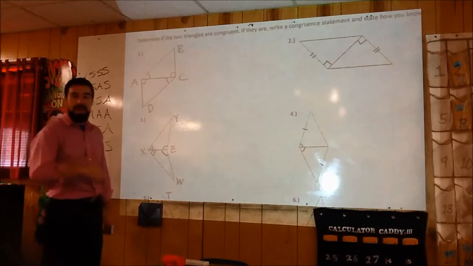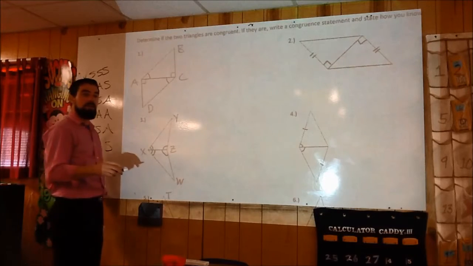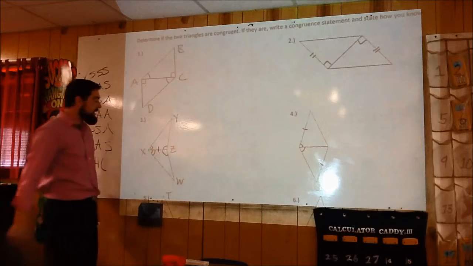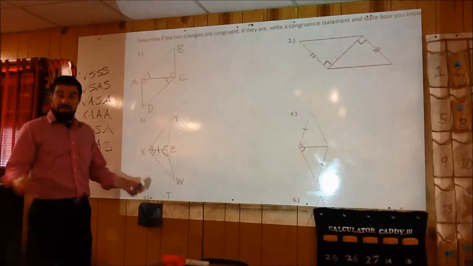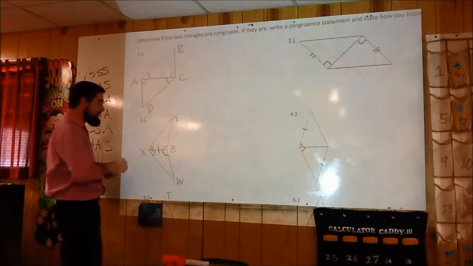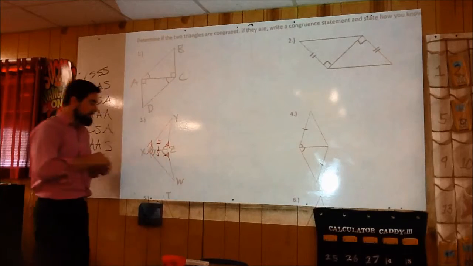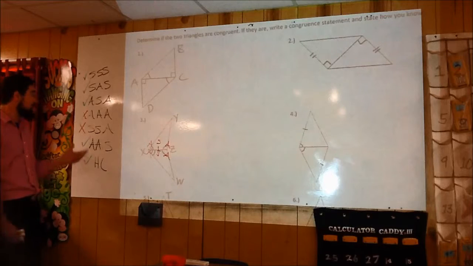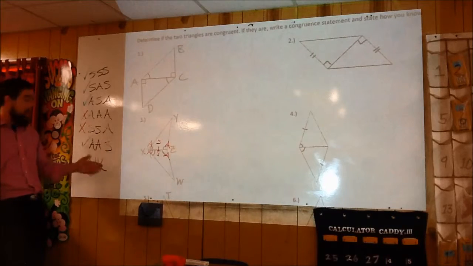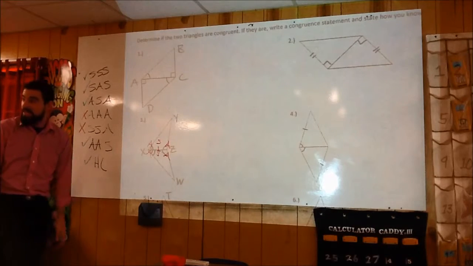So, number 3, can we add anything to the diagram? Yes, segment XZ is congruent to itself. I have my 3 pieces of information. I've got my 2 angles and a shared side. So I need to determine which acronym I'm going to use. I know it involves 2 A's and an S, but which one? It all comes down to where the side is located.